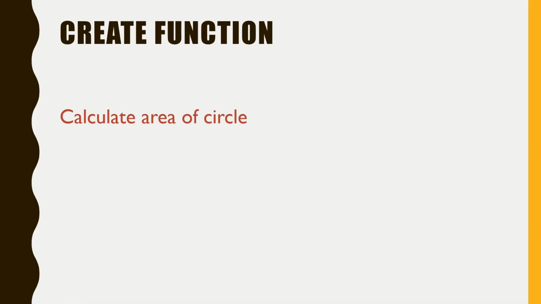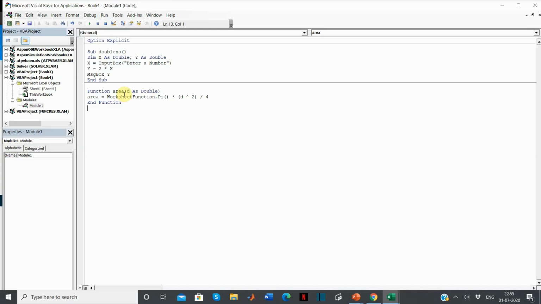Now we will create a function to calculate the area of a circle. Let us create a function Area, and as you can recall, a function will have arguments, so we are declaring d as Double. So d will be the diameter of the circle, and we can calculate area as pi d square by 4. For pi we will use WorksheetFunction.Pi. Whenever you type, I'll show you how it comes.